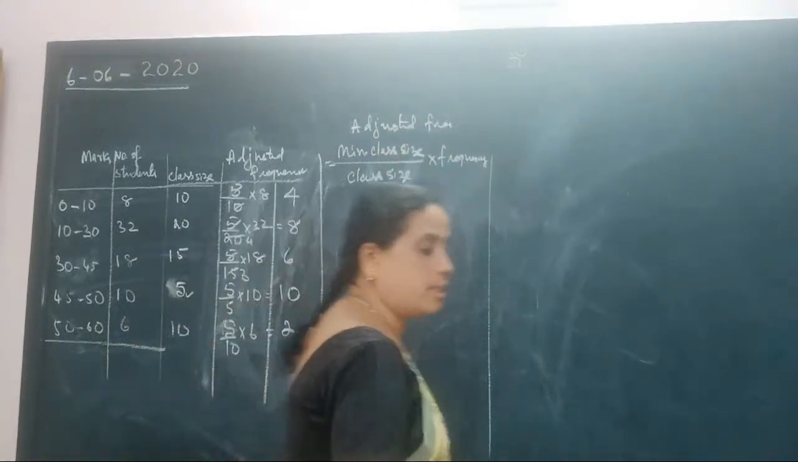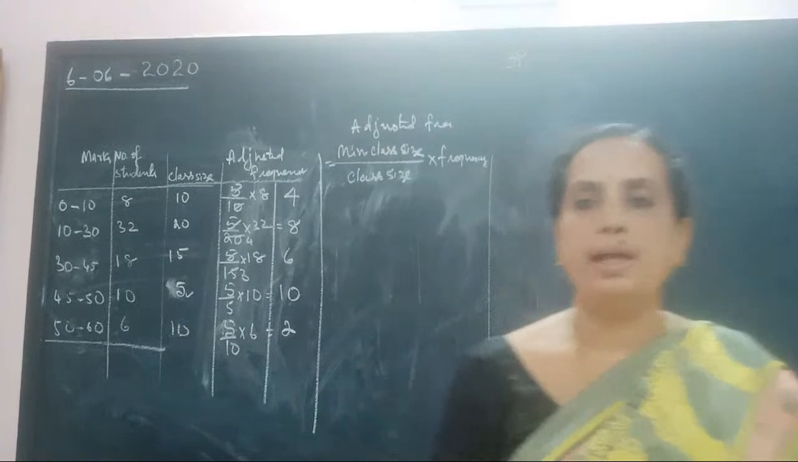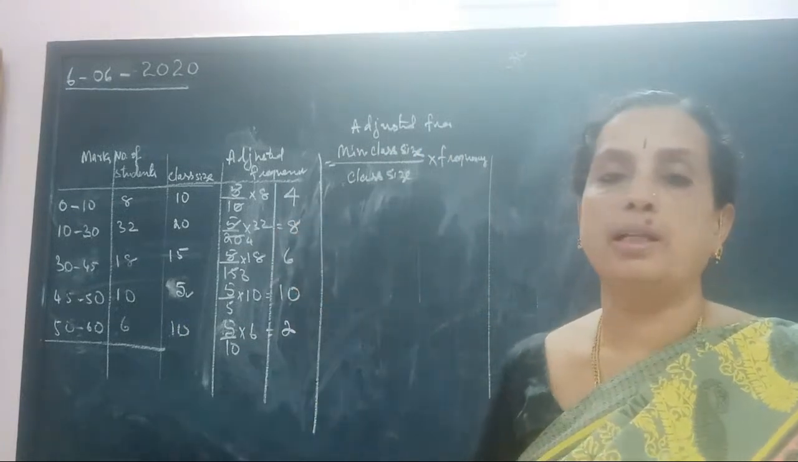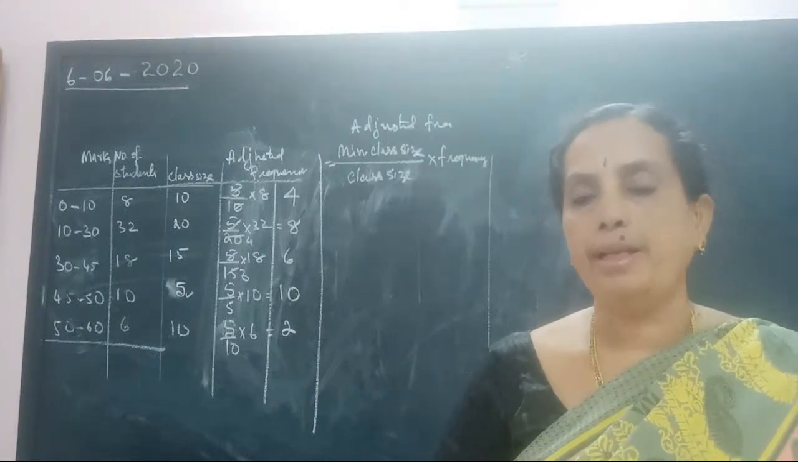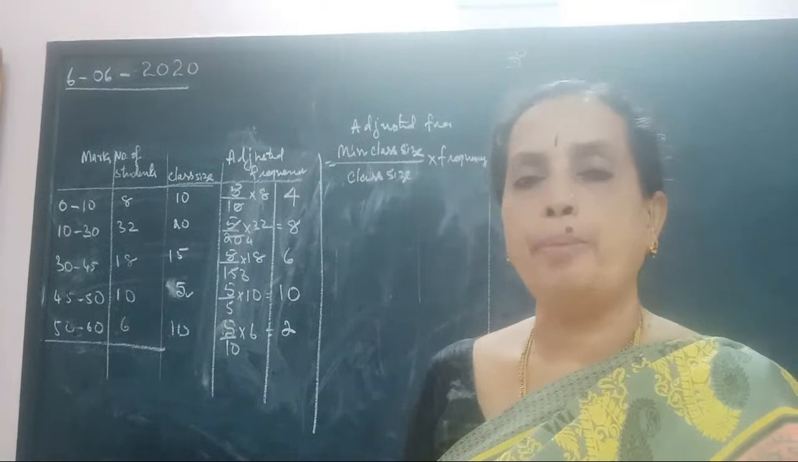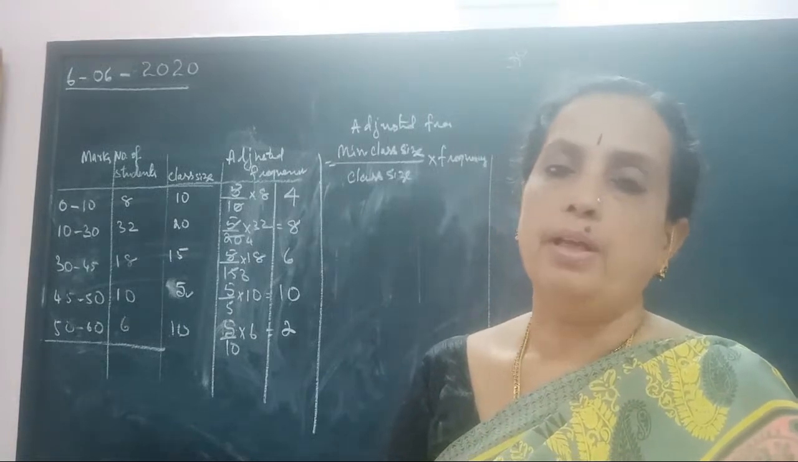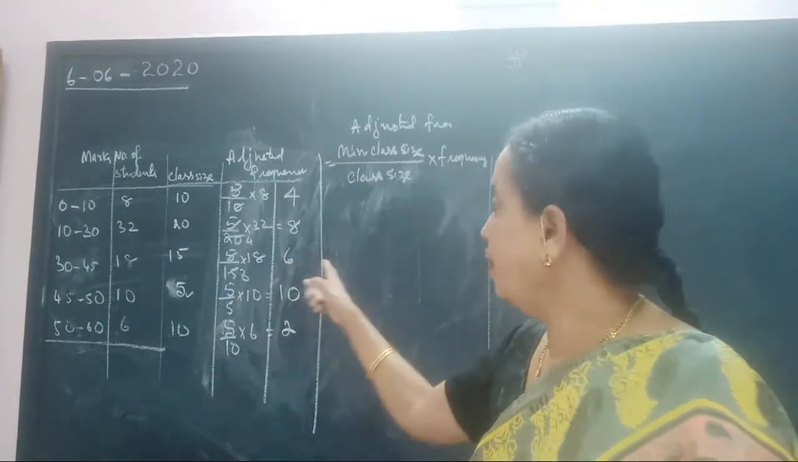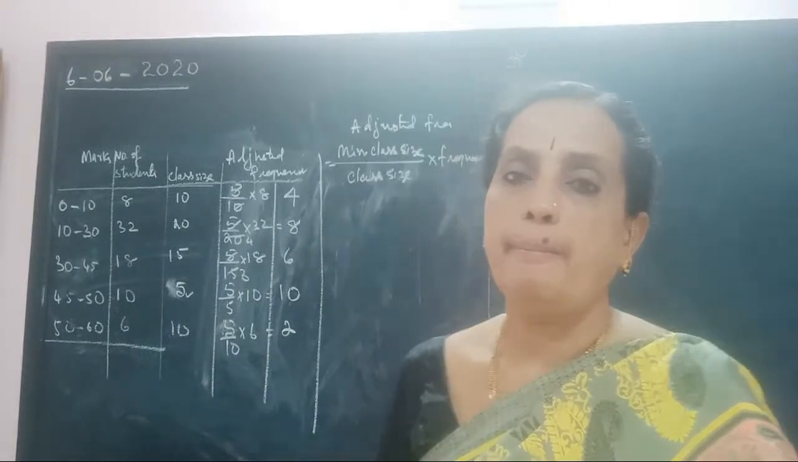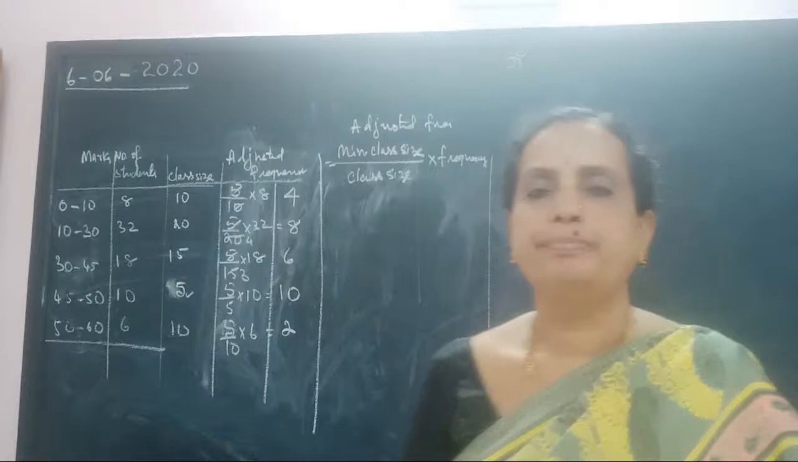When we do adjusted frequency, then only the frequency has a ratio proportionate to the class interval. Otherwise, it varies with respect to the class size, and there won't be proportion in the graph. In such cases, we require adjusted frequency. Is it clear?